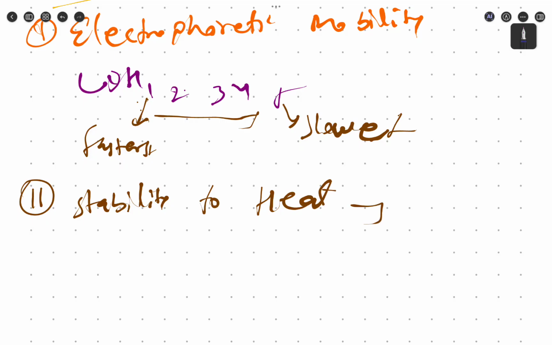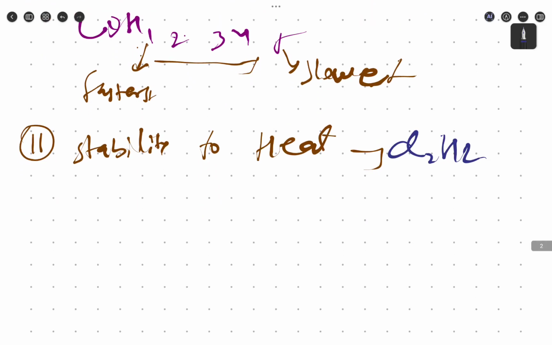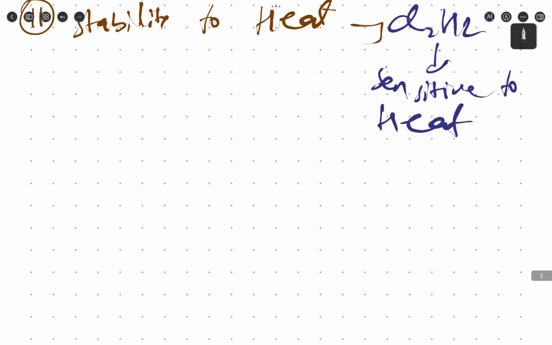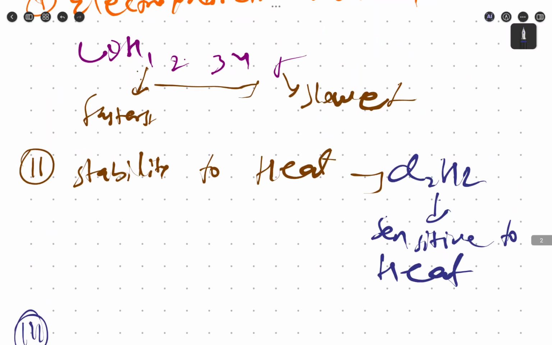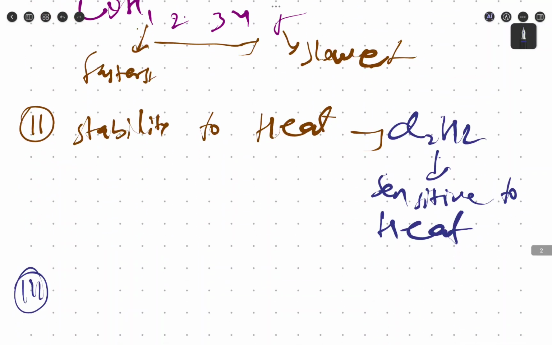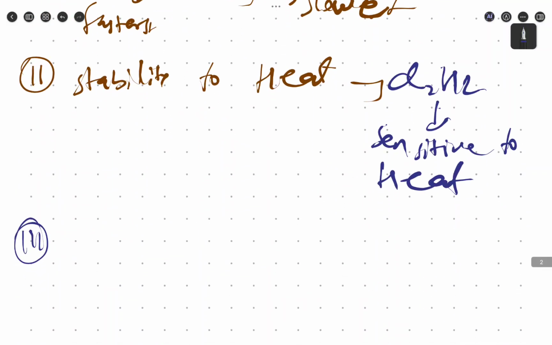For this there is one example, alpha 2 HL. What is this? This is one of the forms of lactate dehydrogenase. This one is heat labile, as it is sensitive to heat. Now, the first characteristic is electrophoretic mobility, the second one is stability to heat, the third one is inhibitors.